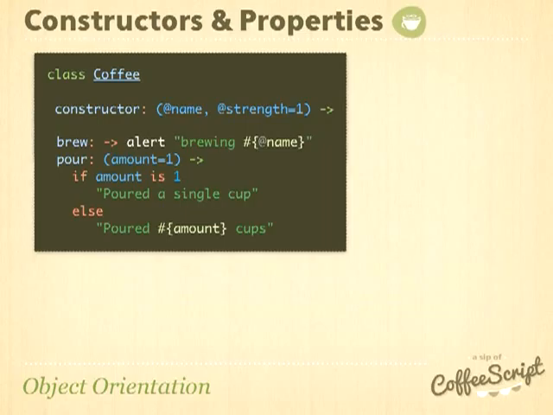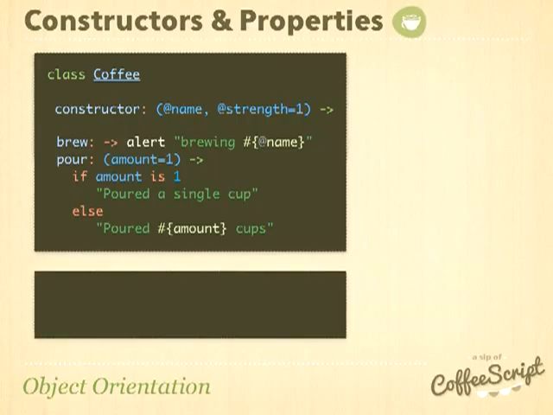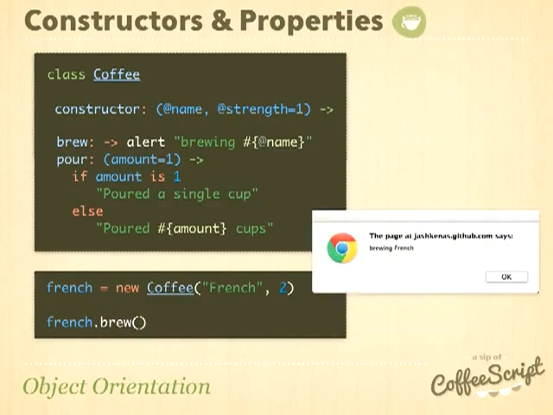Now, if we want to instantiate this coffee object, we're going to call it French coffee with the strength of 2. We do something like this. Then if we call French.brew, it's going to pop up an alert that looks like this.